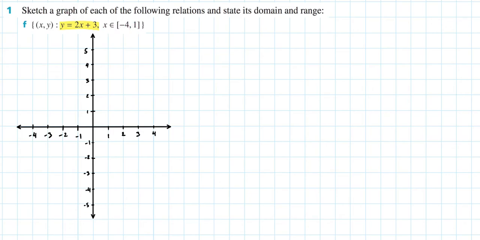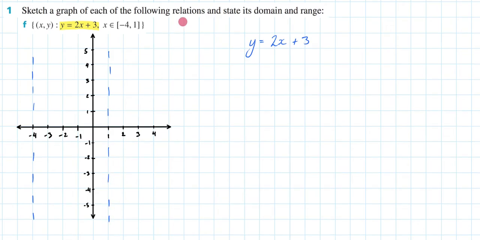The very first thing that I'm going to do is write out what I've been given, which is y equals 2x plus 3. Now, I notice the fact that my domain has been restricted between -4 and 1, which means that my graph is going to exist between x equals -4 and x equals 1.